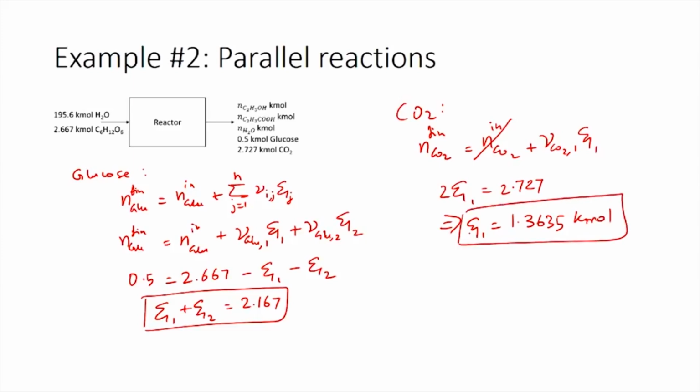So, substituting this back into the first equation, we can get the extent of reaction for the second reaction as 0.8035 kilomoles. Now that we have calculated the extent of reaction for reactions 1 and 2, we can calculate the number of moles in the final condition for all the reactants and products which are taking part in the reaction. For that, we should write component balances for the individual components.